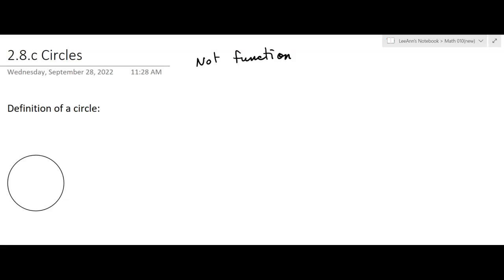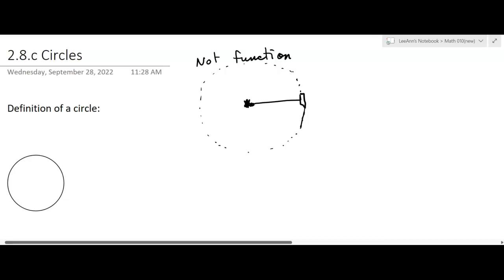Okay, say you go out in the dirt and you stick a stick in the ground, and then you tie a string around that, and then pull the string taut, and then you take another pointy stick, like this, and then you move that pointy stick around, keeping that string taut all the way around, then you're going to get a circle, okay? I made it dotted, but I'm not great at drawing circles. Just do our best. That's the definition of a circle.